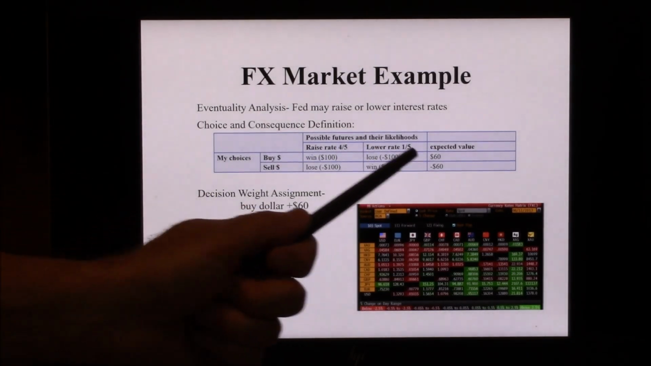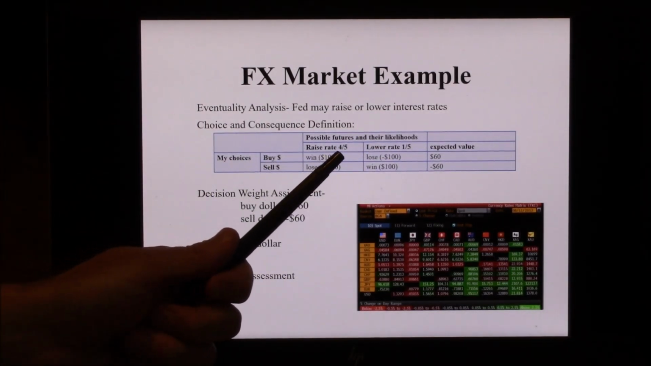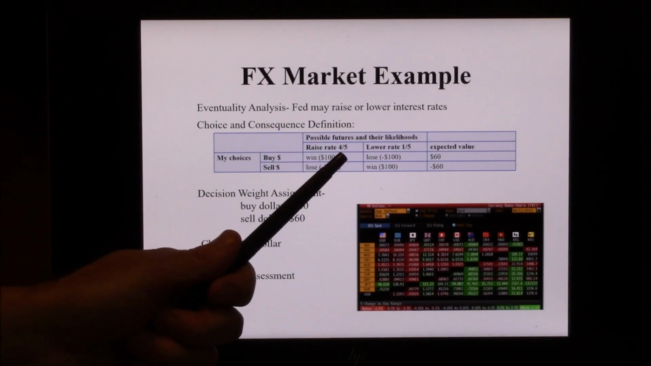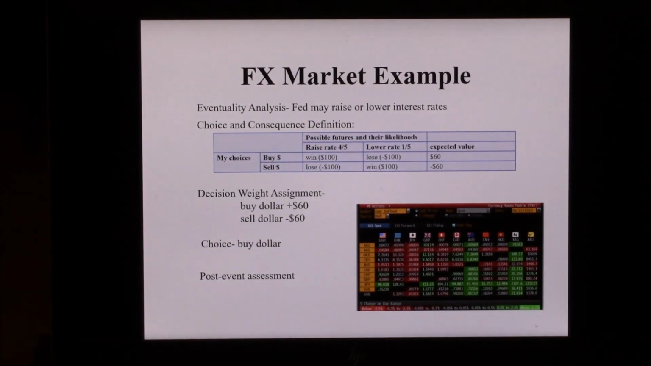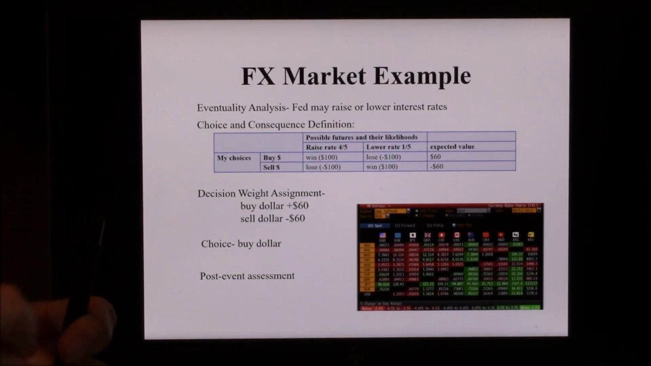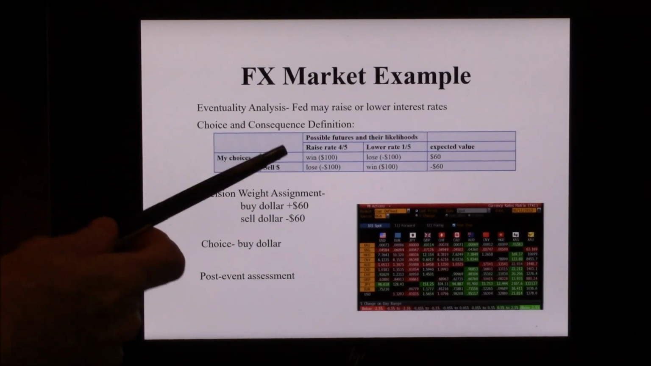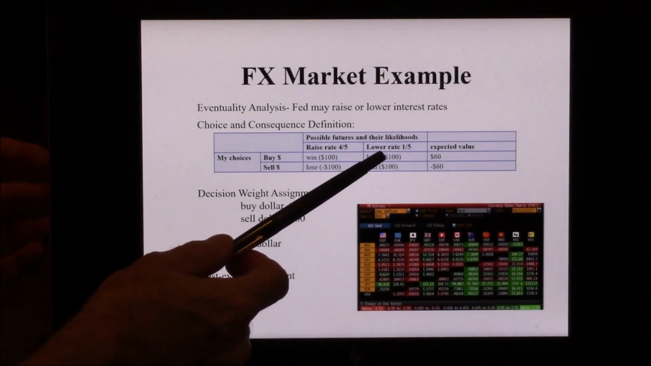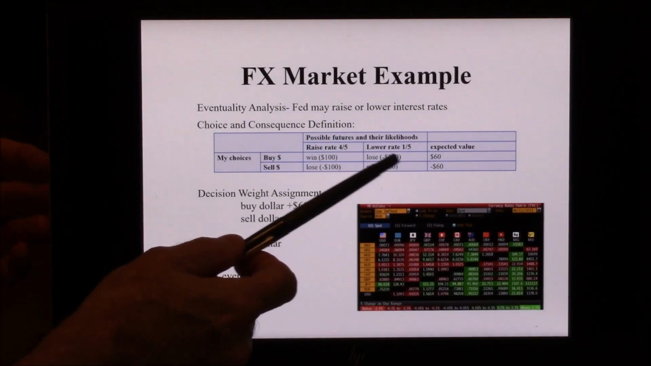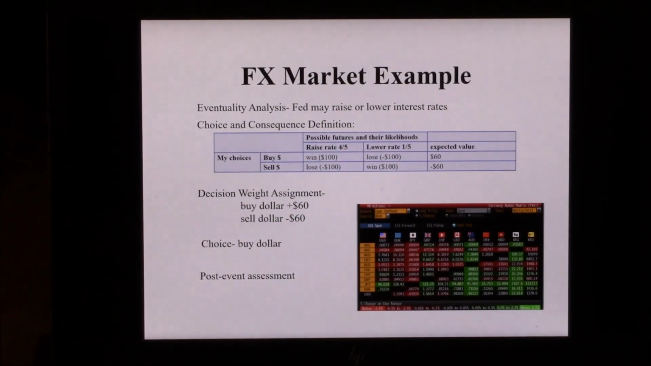Possible future states of the world and their likelihoods. I think there's a 4/5 chance that the U.S. will raise interest rates. And when you raise interest rates, it tends to cause a currency to appreciate because people want to buy that currency to buy the assets that offer that higher interest rate. And notice here's a forecast: for whatever reason, I've decided there's only a 1/5 chance that they lower the interest rate. And so now what are my choices?